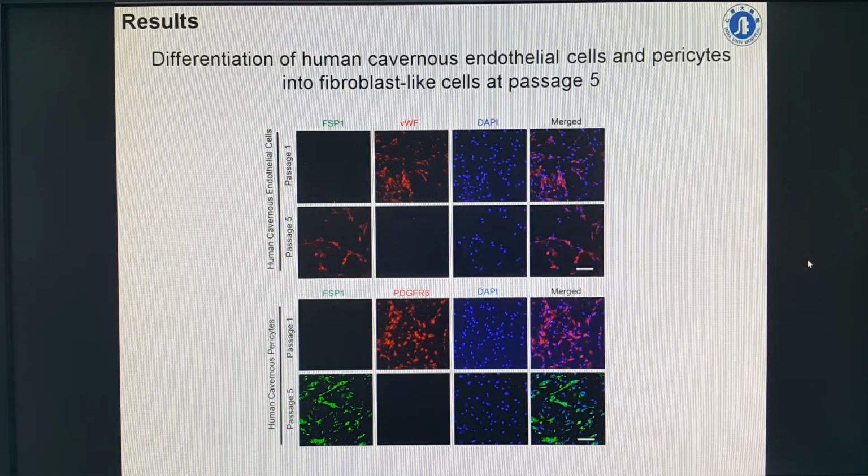So next we wanted to know what kind of cells they change into from passage 4. We found the morphology of primary cultured cells became elongated in size at passage 5, which is similar to fibroblasts. The immunostaining result also showed positive staining with the fibroblast marker FSP1 at passage 5. So from these data, the primary cultured cells will differentiate into fibroblasts in high passages.